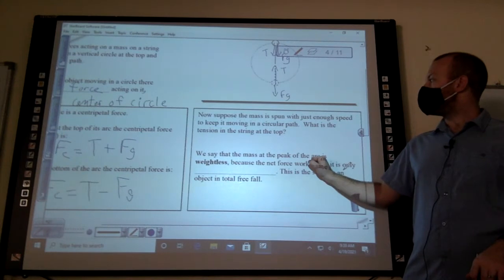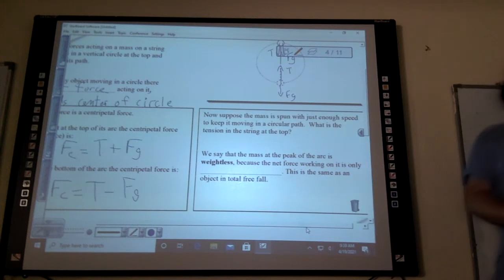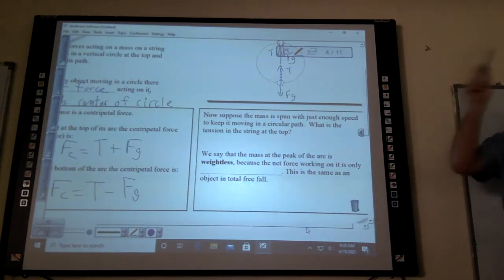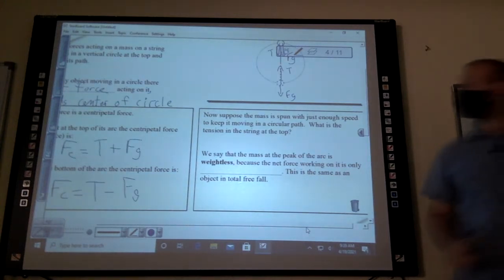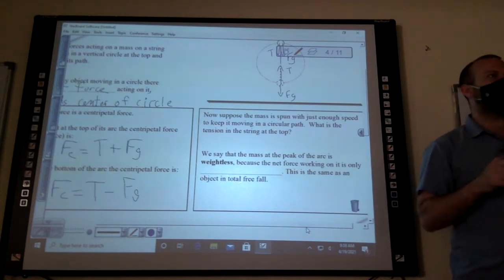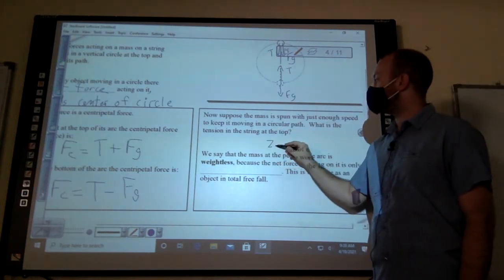So now suppose the mass is spun with just enough speed to keep it in a circular path, as in you just barely are spinning it around and it's just barely making it over the top. Any guesses what's going to happen to the tension in the string? It will be smaller. Smaller? Yeah. And so what would be the smallest amount of tension we could reach? 0. Yeah. So the tension at the top is going to be 0.